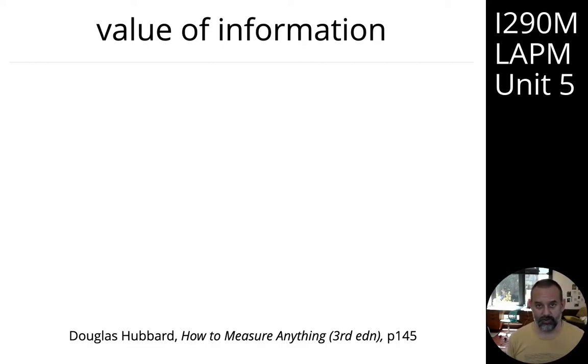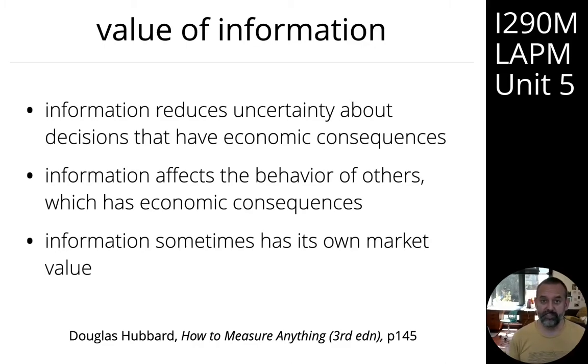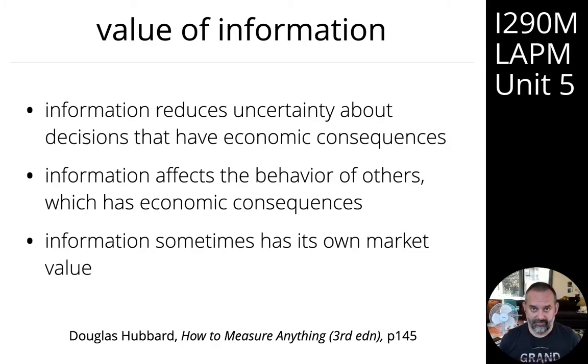So this is a course in the School of Information, so it's important to think about the value of information. And information can have value in several different ways. First of all, information can reduce uncertainty about decisions that have economic consequences. Information can also affect the behavior of other people. If we spread information, that can change people's behavior, and that can have economic consequences. It can move the stock market, for example. And then finally, information sometimes has its own market value. People will actually pay for information. We're going to look at the first of these ways in which information can have value by reducing uncertainty about our decisions.